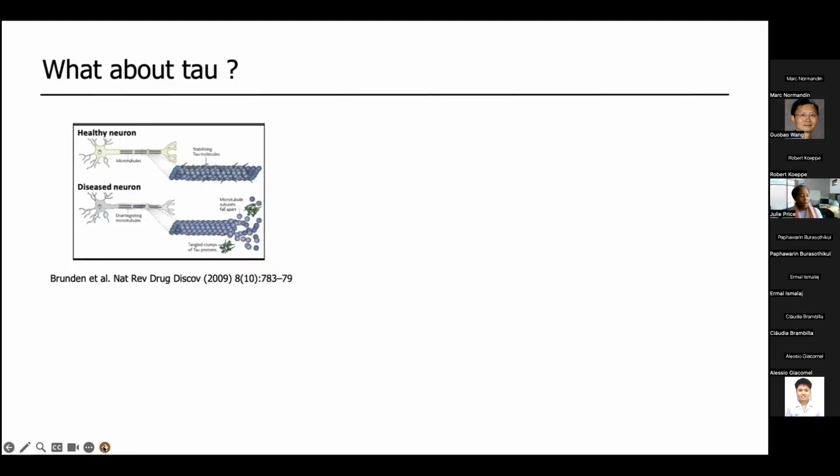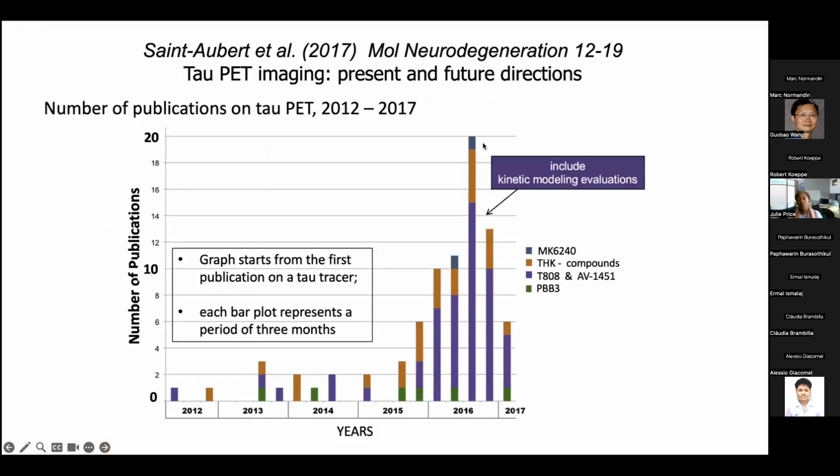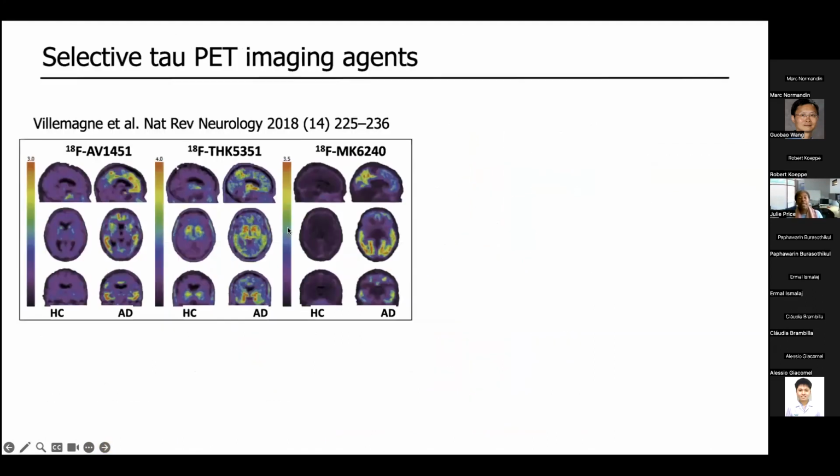Okay, so what about tau? I'm going to go a little quickly here. I'm a little behind time. I'll talk about the emergence of tau and example kinetic evaluations. The evaluations for tau came a little bit later. It was beginning to be very widely used, and the modeling came a little later, and there was some cost to that. This is just a summary of some of the in vivo studies that took place between 2016 and 2019 for different tau radiotracers.